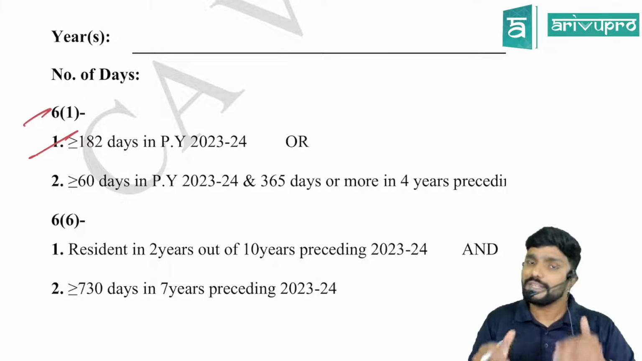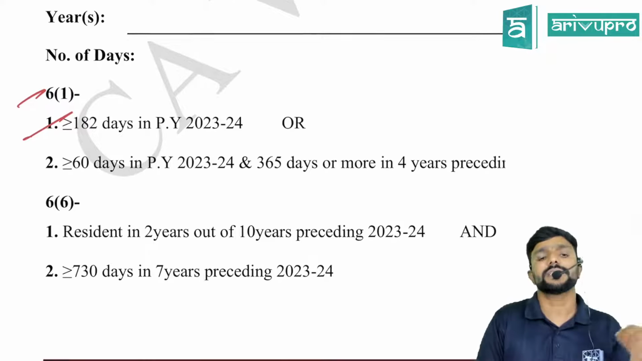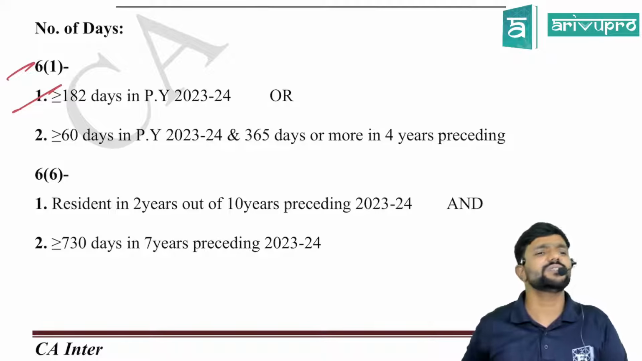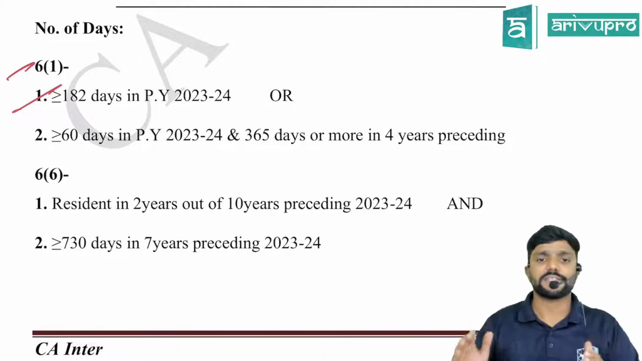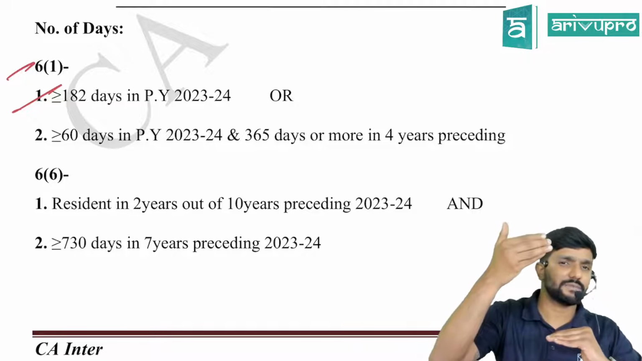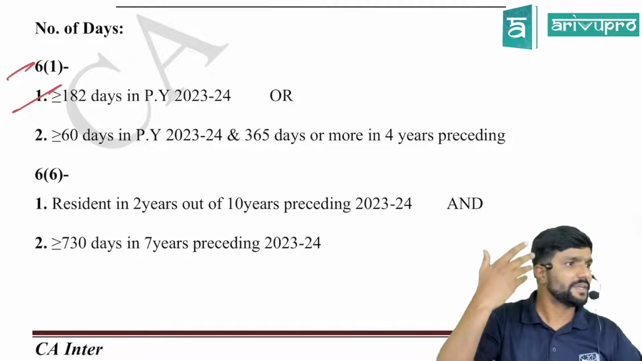Then, if the first condition is not satisfied, check the second. Sir, what if the first condition is satisfied? Straight away resident, no need to check the second one. Clear? Yes, sir. You will come to the second only if the first is not satisfied, because it is any one, not both, any one.